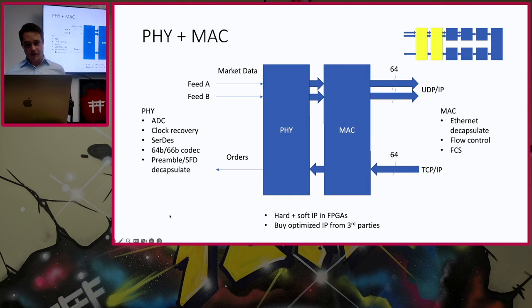So if we start to look at some of these blocks, the first one is generic in a way. These are the PHY and the MAC blocks. They take in data one bit at a time over these two feeds, and the core of what this is doing is deserializing, so one bit into many bits. There's clock recovery, analog to digital conversion. There's a codec in there, and I won't get into the details on the codec. We decapsulate the preamble and the start frame delimiter. That gets passed to a MAC. The MAC does Ethernet decapsulation, flow control, and then it computes a CRC, a frame check, basically making sure that the bits that were received don't have any errors.